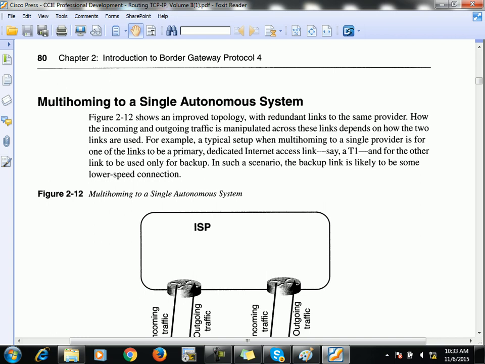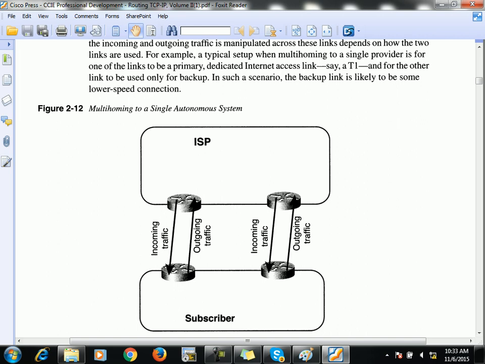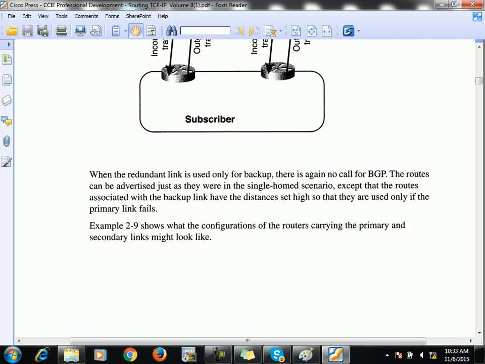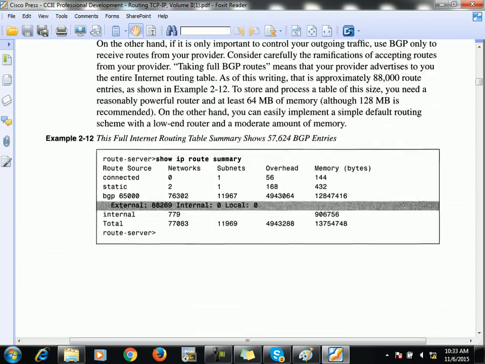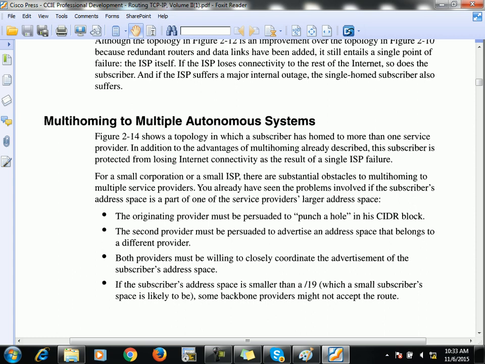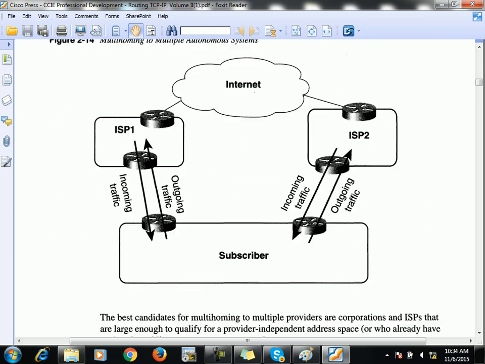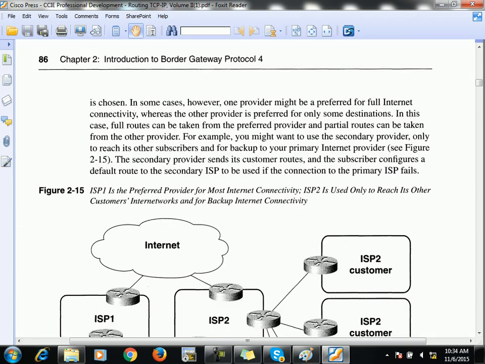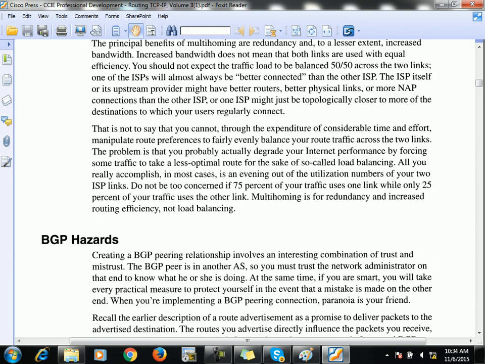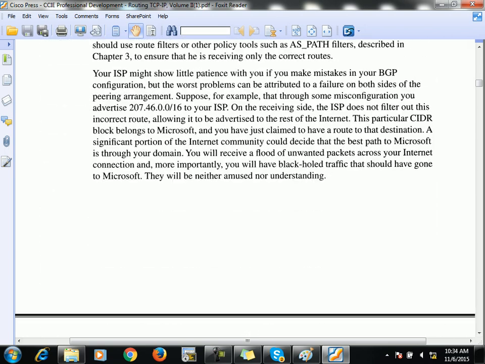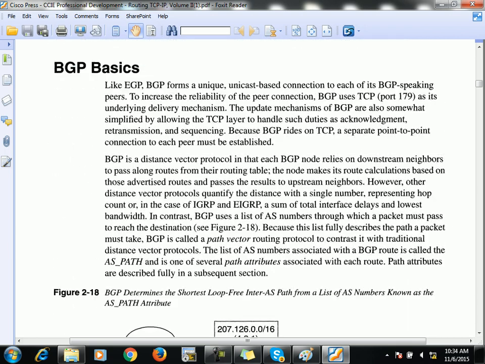Then multi-homing to a single autonomous system. All these things that we discussed till now, and multi-homing to multiple autonomous systems. So BGP basics.